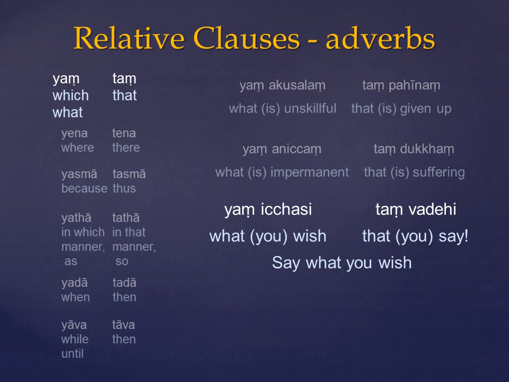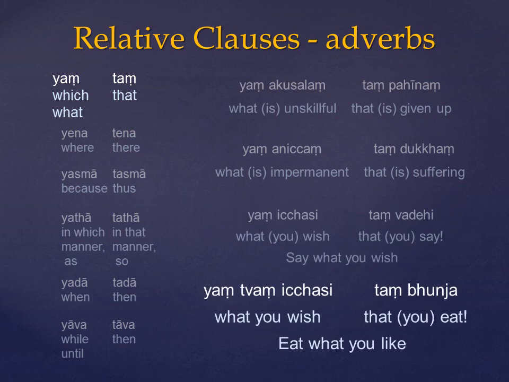This can actually be rearranged to mean say what you wish, which in English, what you wish forms a noun clause, being the object of the verb to say. This type of construction is actually quite common in the Pali language. Yaṃ tvaṃ icchasi taṃ bhuñja. What you wish, that you eat. Or eat what you like.